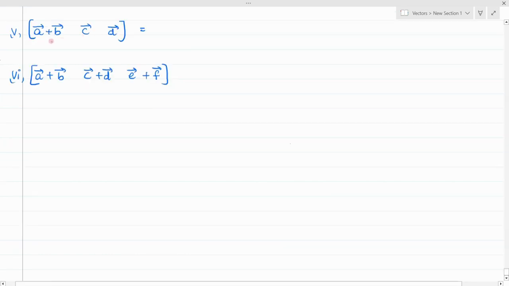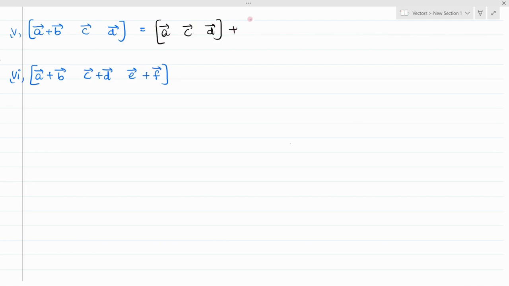The next property is the box product of A plus B, C, and D. This can be written as the box product of A, C, D plus the box product of B, C, D. It's nothing but splitting the determinant. So similarly, here it becomes, just split all the three rows.